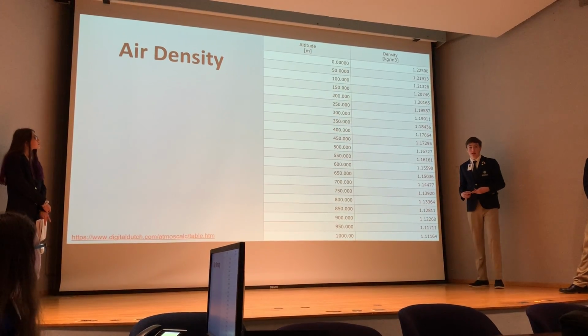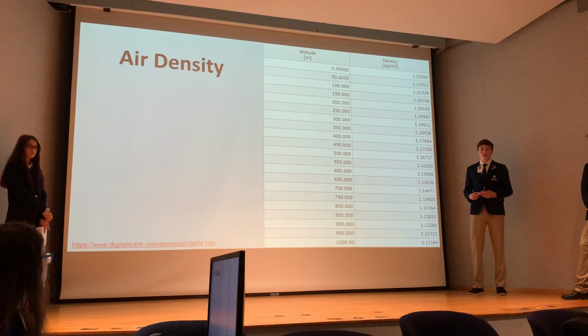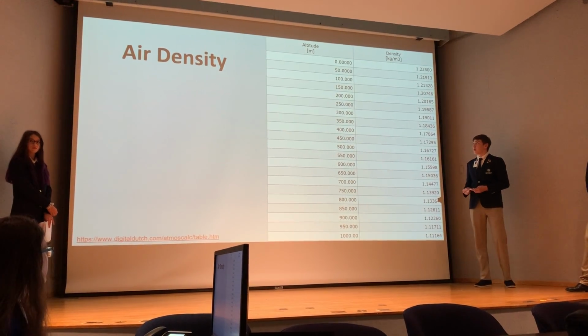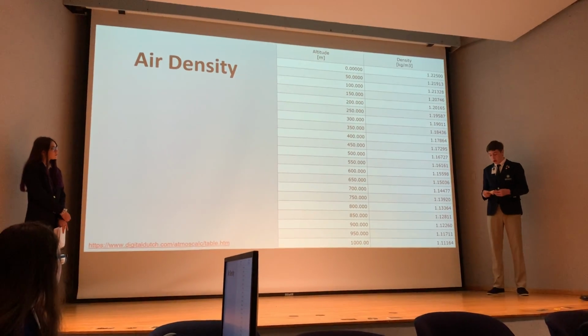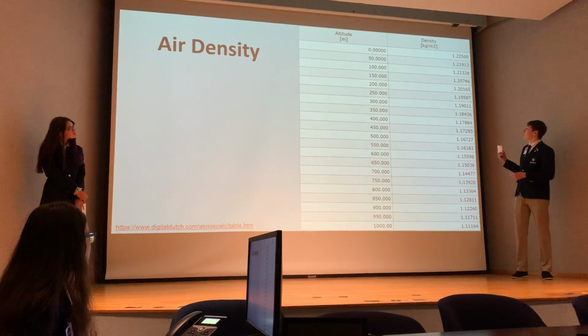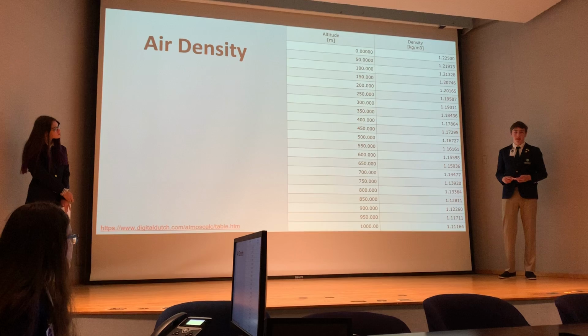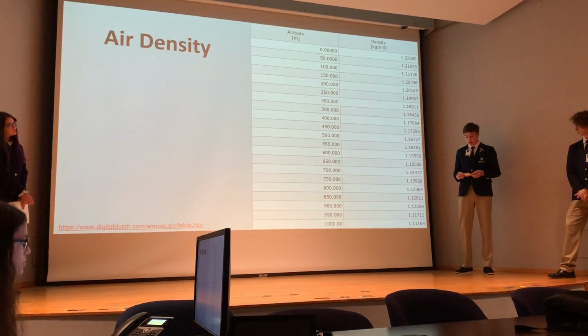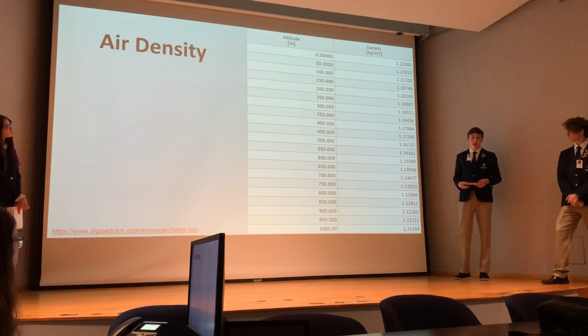For air density, we didn't want to keep it the same throughout the whole flight because that wouldn't be accurate. So we looked up a chart on digitaldutch.com for every 50 meters, and it gave us the air density, and we implemented this into our simulation, so it would automatically change the air density based on the altitude.